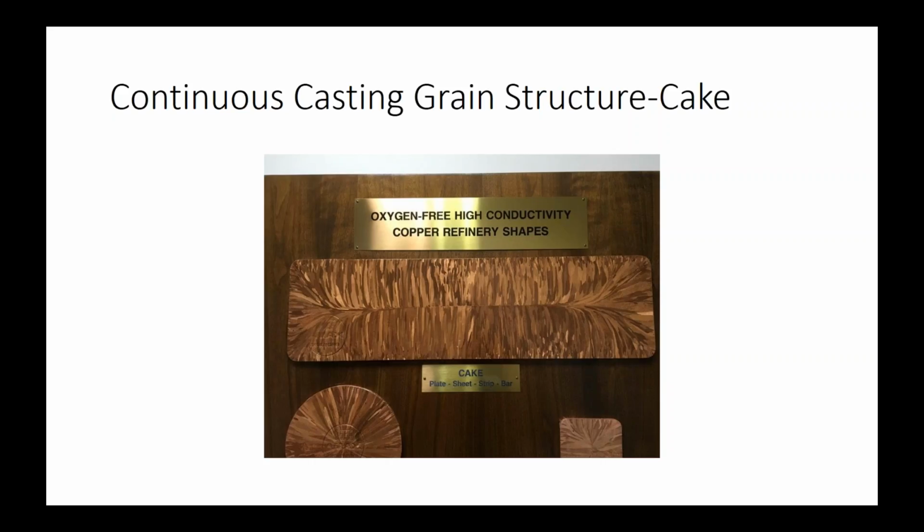To make a good product, these grains or crystals need to be broken down into a finer grain structure to make the product more pliable, malleable, ductile, and many times stronger. This is actually a relatively weak structure.